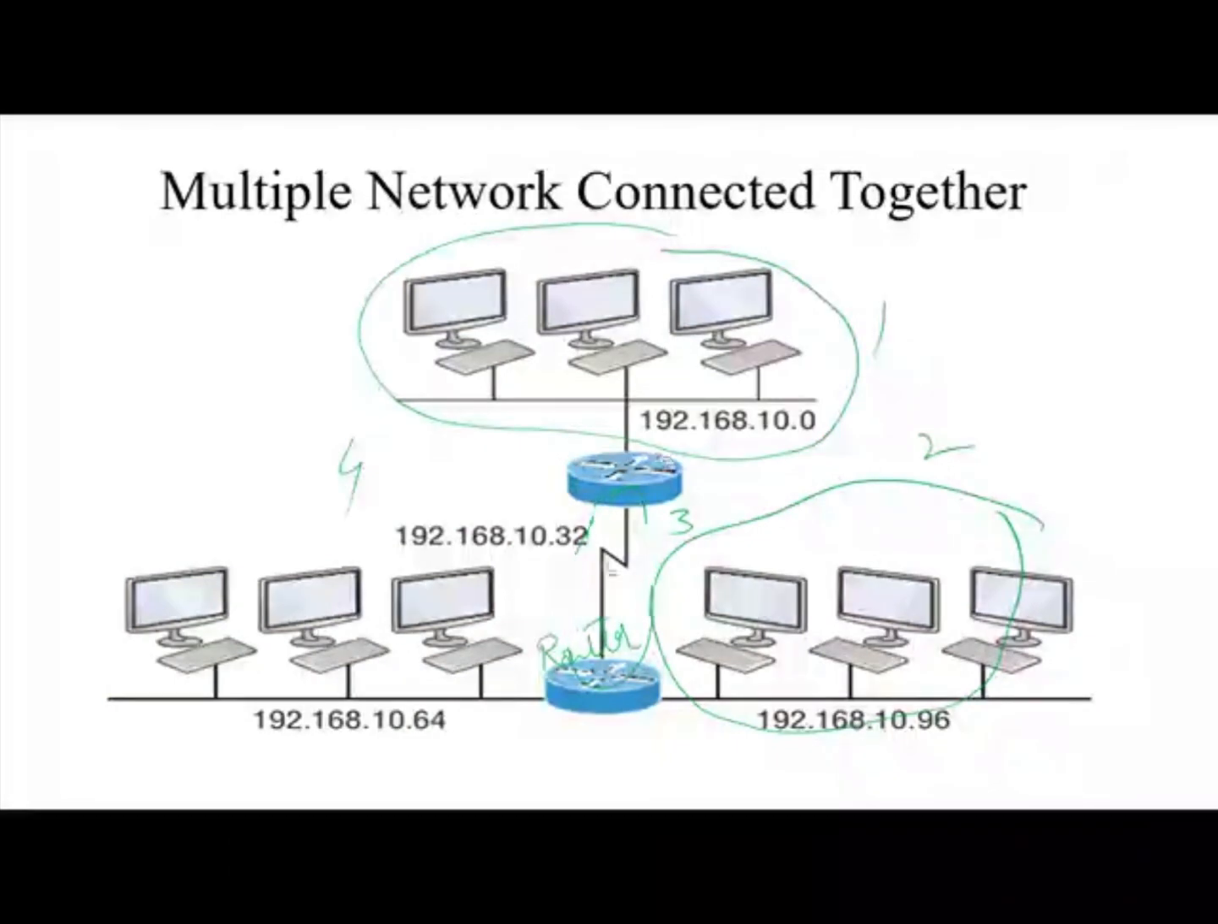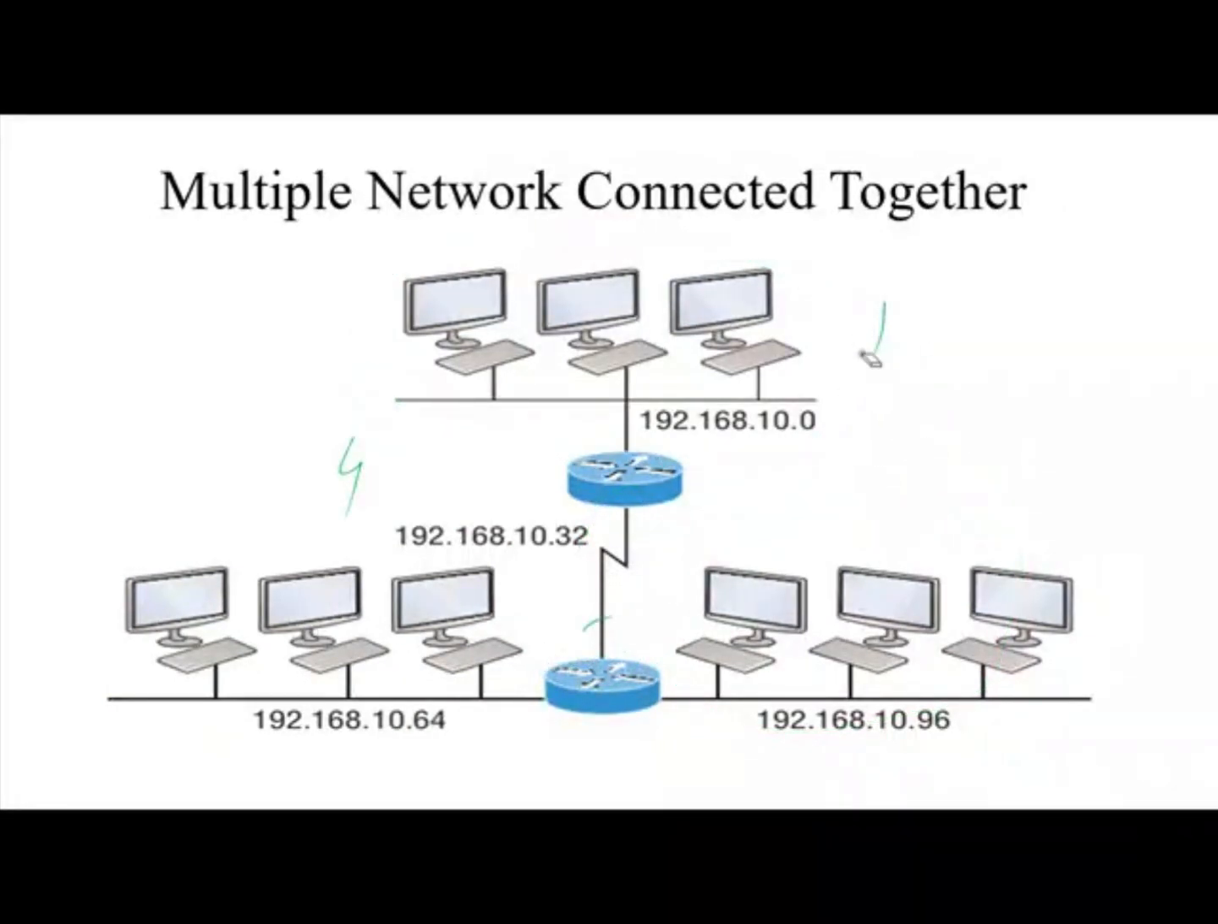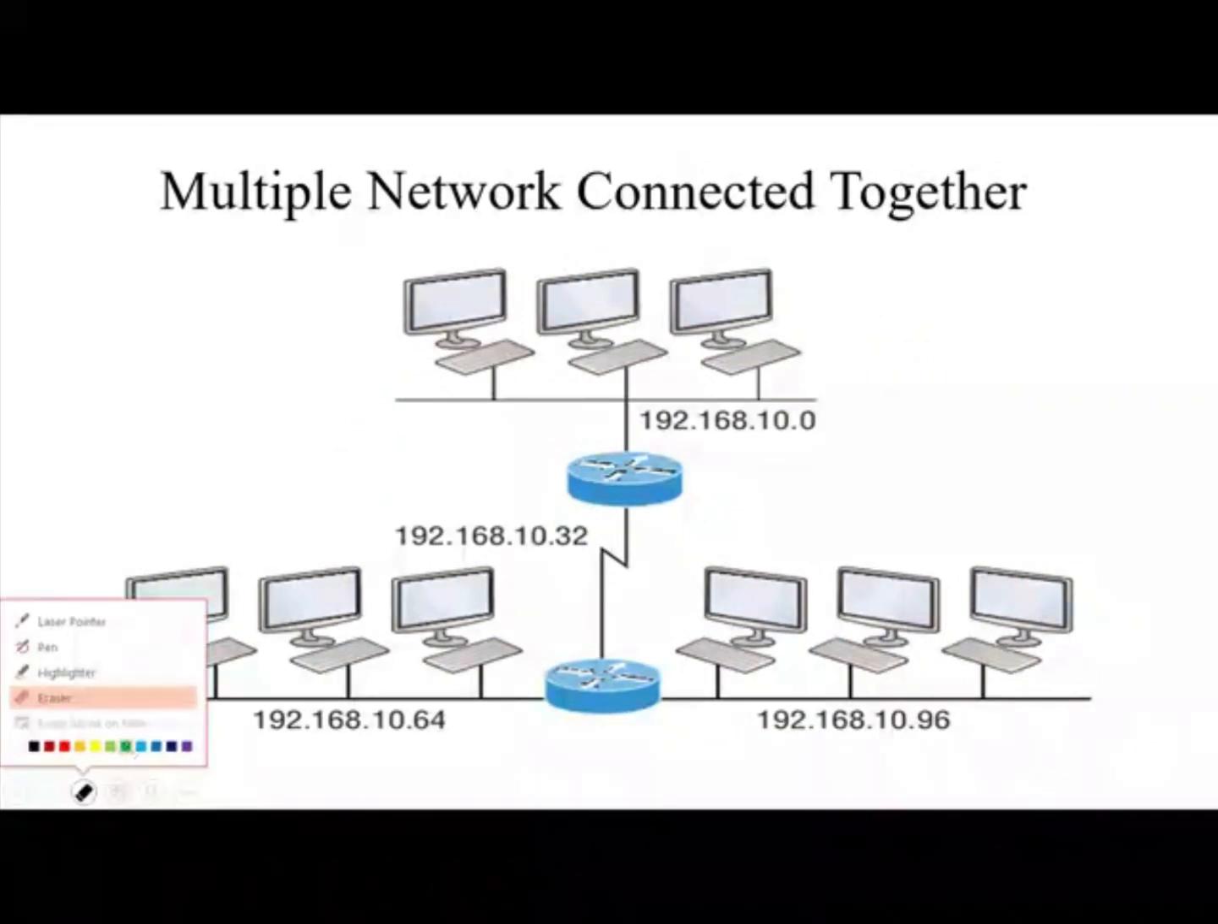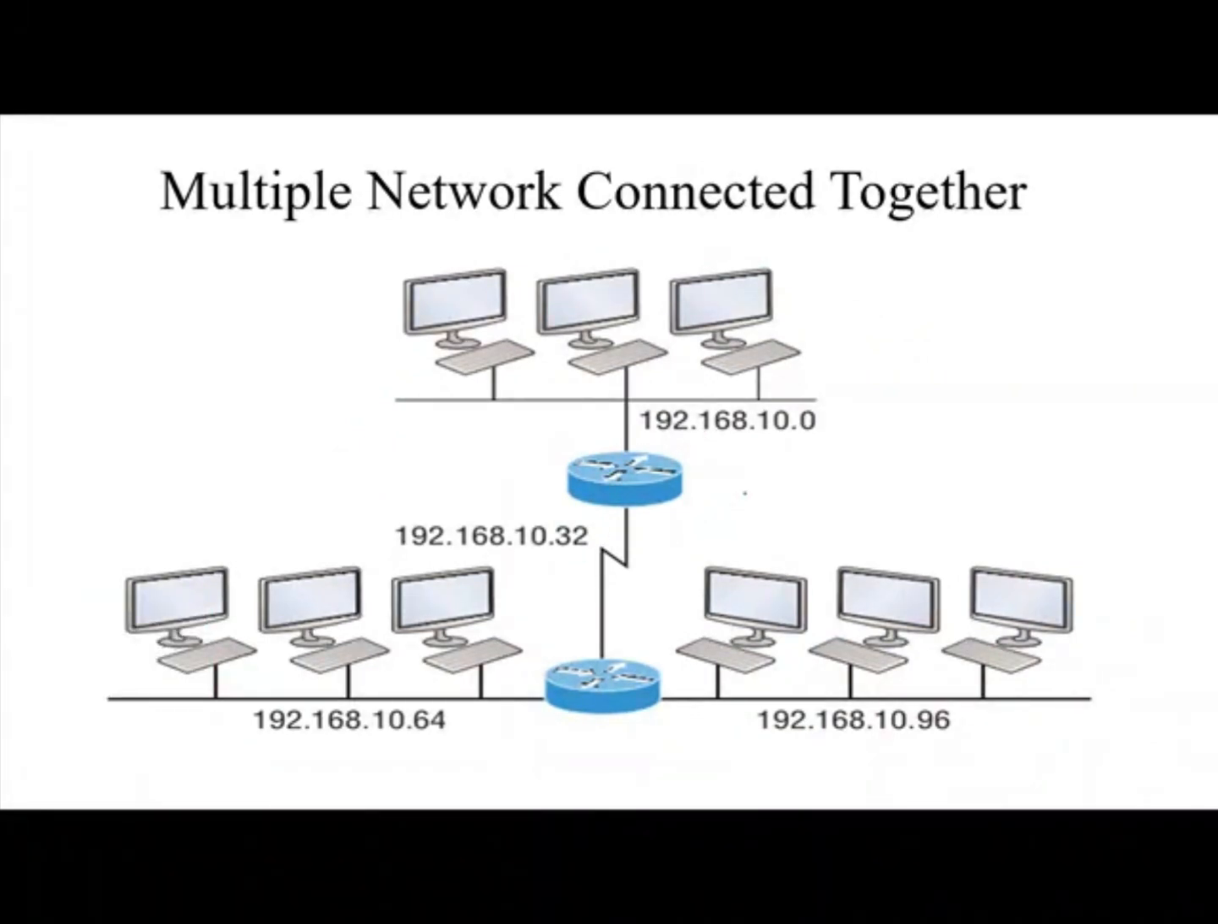If you see, the same 192.168.10 IP address is being used, but with different subnets: here it is 10.0, here it is 10.32, here we have 10.64, and here we have 10.96. So same IP address, but now with the concept of subnetting. So now it is more flexible, easier to manage, and the issue of a large broadcast is reduced here, due to which there will be less collision in the network.